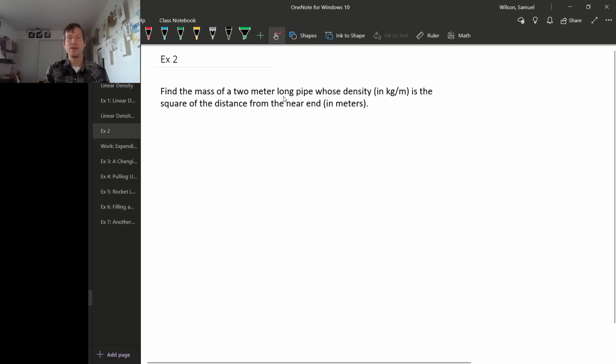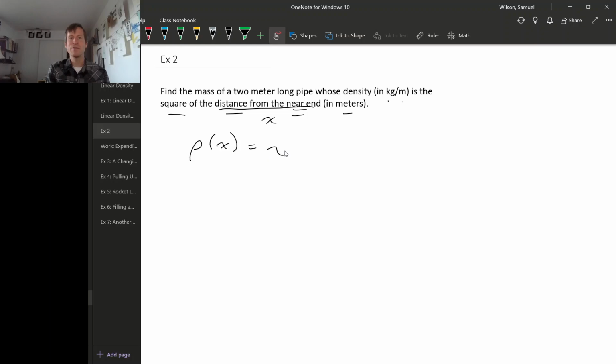So let's find the mass of a 2-meter long pipe whose density is the square of the distance from its near end, and that's in meters, and density is in kilograms per meter. So our density function, it says it's the square of the distance from the near end. If we call the distance from the near end x, then the square of that is going to be x squared. Okay, so to get the total mass, we just need to integrate x squared dx. The near end is 0 if we're measuring x from the near end. And the far end, well, it's 2 meters long, so the far end is at x equals 2.